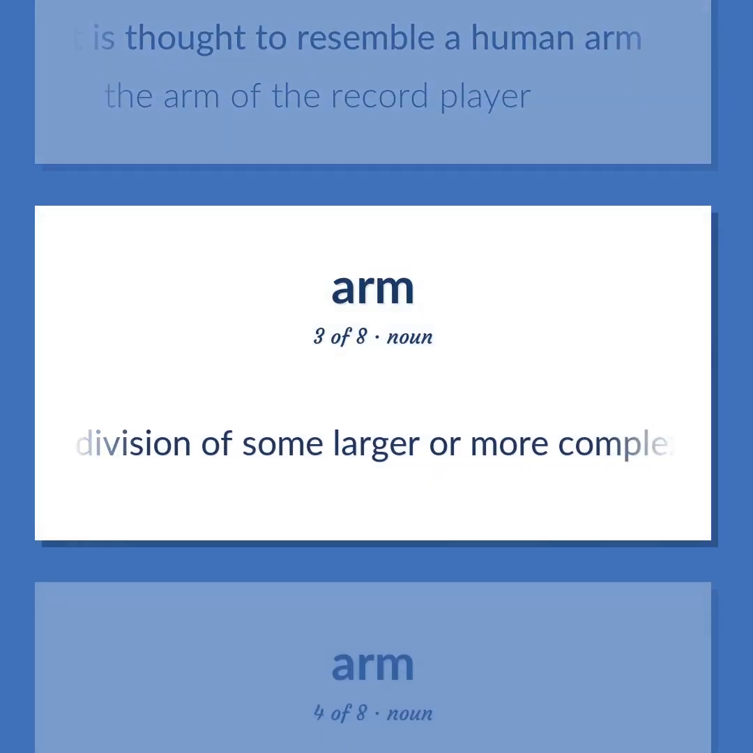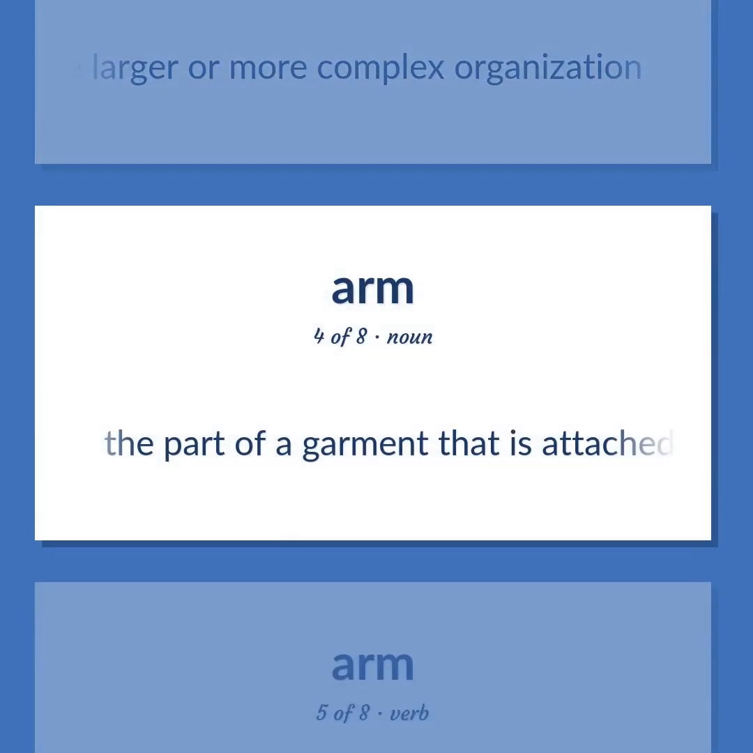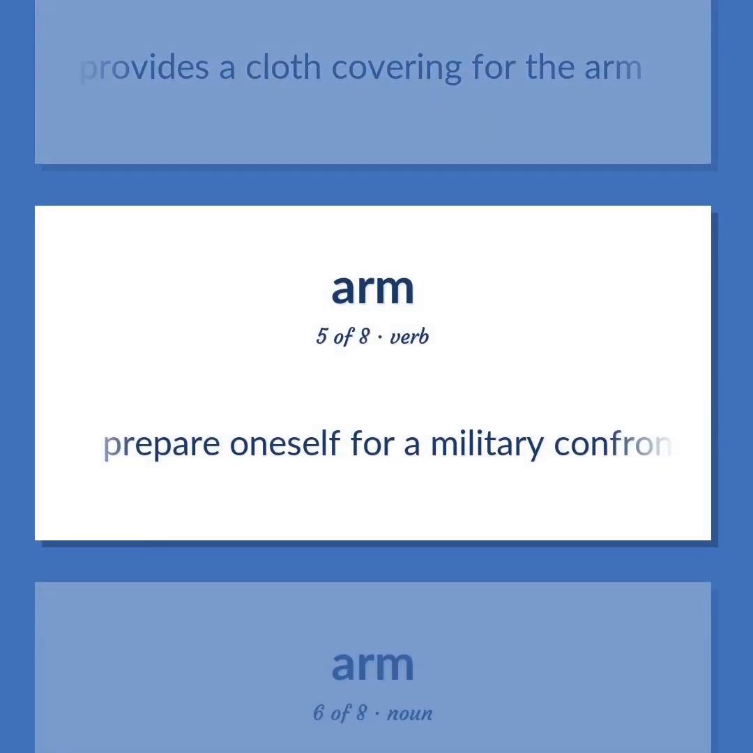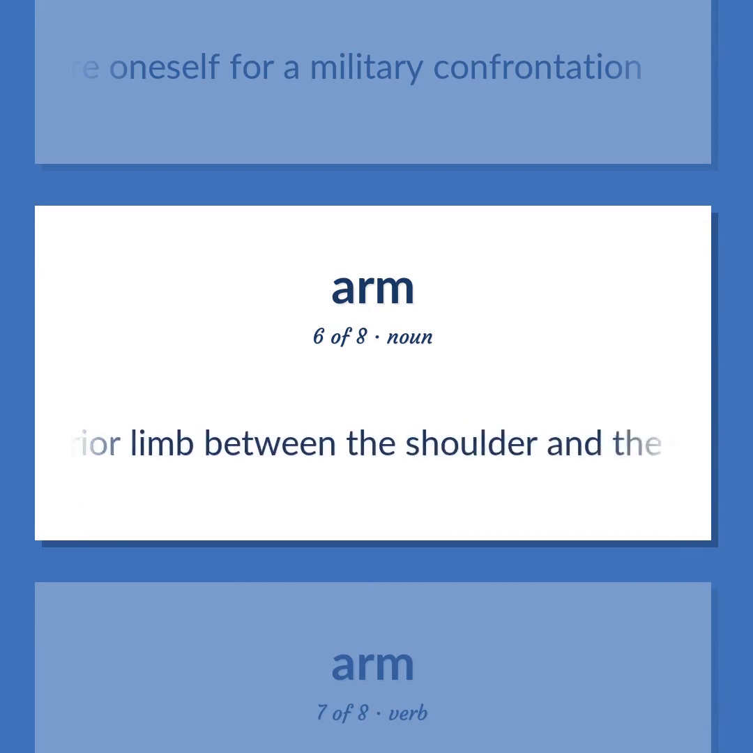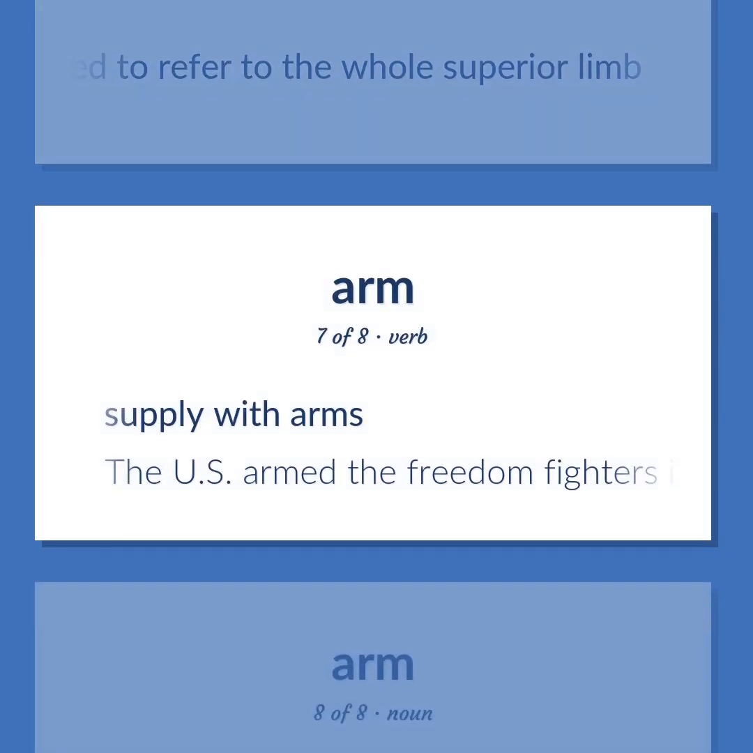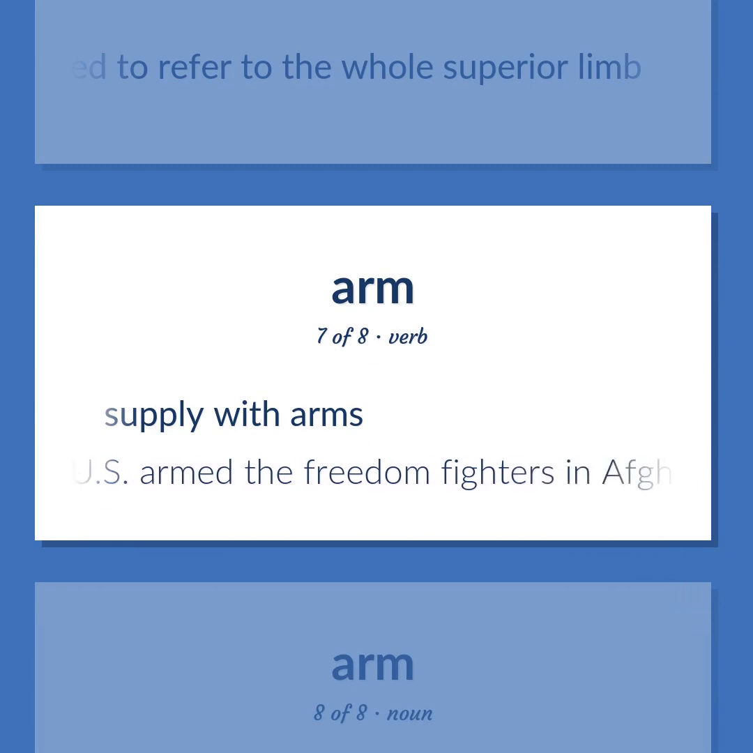A division of some larger or more complex organization. The part of a garment that is attached at the armhole and that provides a cloth covering for the arm. Prepare oneself for a military confrontation. A human limb. Technically the part of the superior limb between the shoulder and the elbow, but commonly used to refer to the whole superior limb. Supply with arms. The U.S. armed the freedom fighters in Afghanistan.